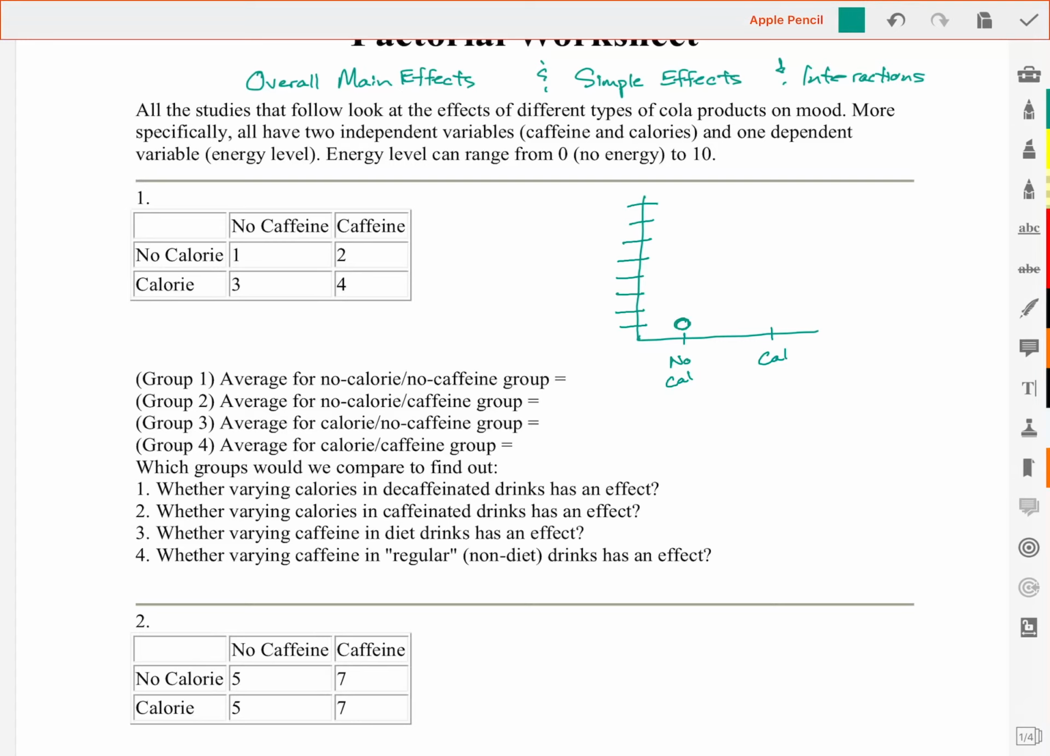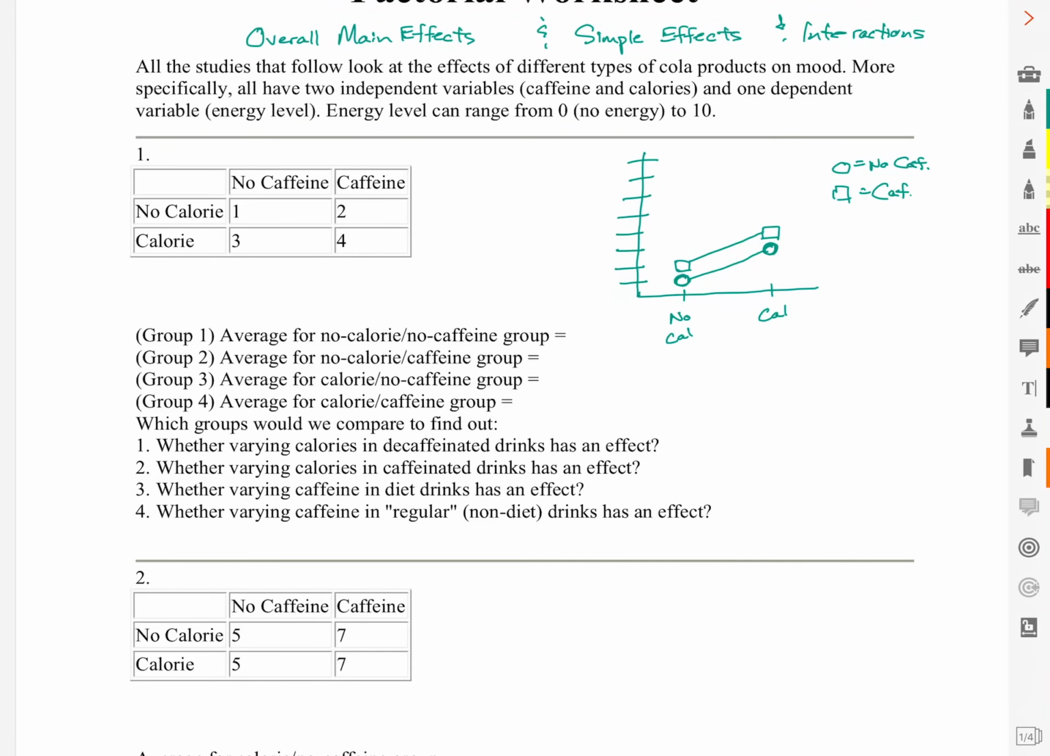Then we'll take the calorie, no caffeine, and we're going to graph it up at 3. 1, 2, 3. The calorie, no caffeine. And remember, this circle means no caffeine, and the square is going to mean caffeine. Then for the caffeine, no calorie, we see it's over at 2, so we're going to graph that at 2. And the caffeine calorie is up at 4, so we're going to graph that there. And what we'll do is draw lines between the squares and lines between the circles. Okay, so this is the graphing portion, very similar to what you did in the previous.